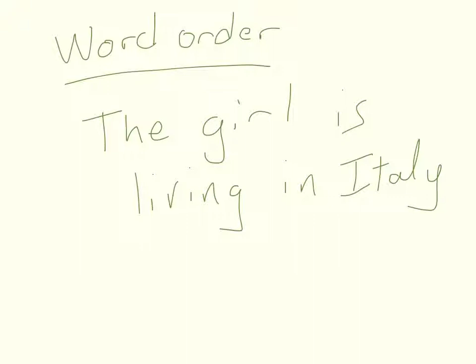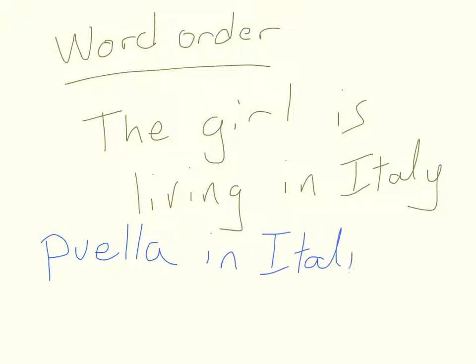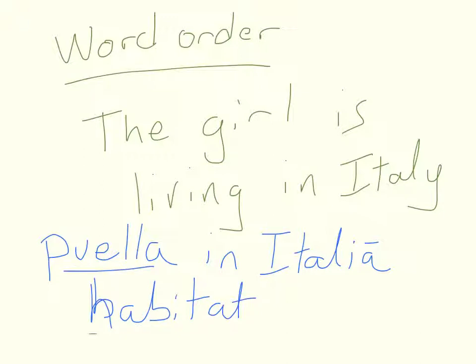Something to get used to in Latin is that you're going to see a different word order. It's not the same intuitive word order. So we actually have maybe puella in Italia habitat. That's the same sentence. We have girl, we have is living, and then we have Italy. So the word order is different.